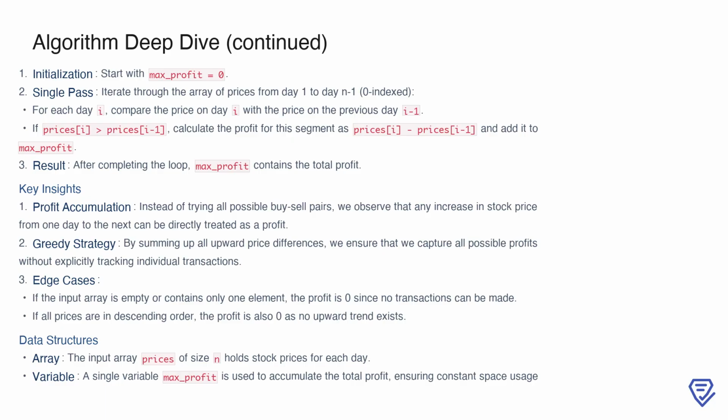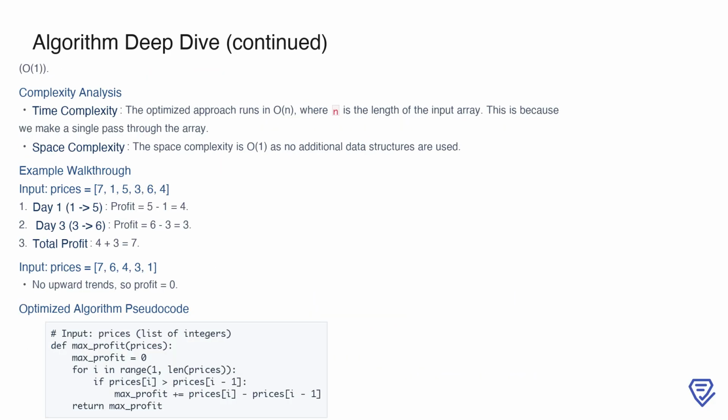Some key insights include handling edge cases. If the input array is empty or contains only one price, no transactions can be made, so the profit is 0. Similarly, if all prices are in descending order, there are no upward trends, and the profit remains 0. The algorithm uses the input array to track prices and a single variable to accumulate profit, ensuring minimal space usage. The optimized algorithm is highly efficient. Its time complexity is n, because we make just one pass through the array, and its space complexity is 1, since no additional data structures are used.